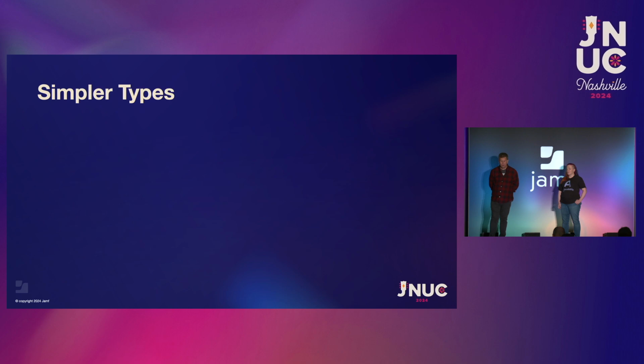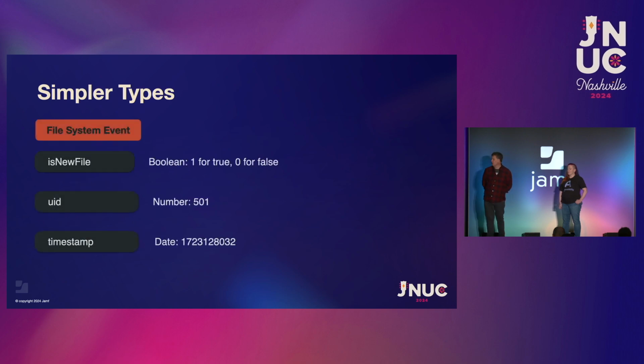So as an example, if we take something like the file system event, there's a number of attributes that get collected. So for instance, is new file, that's a boolean. So it will return 1 if a file was created or 0 if it wasn't. We capture the UUID of the user that's involved, which should be a number. And even something like the timestamp, which should be like a date object. Okay. So they're the simple ones.